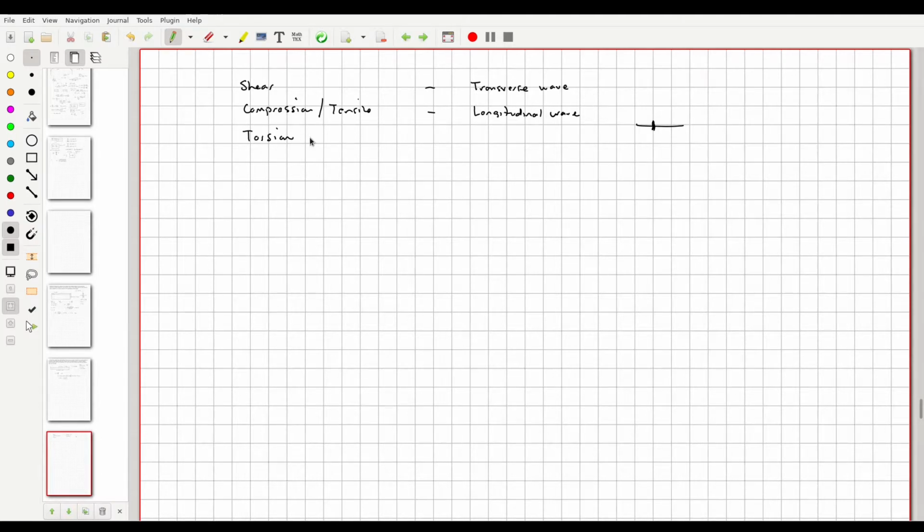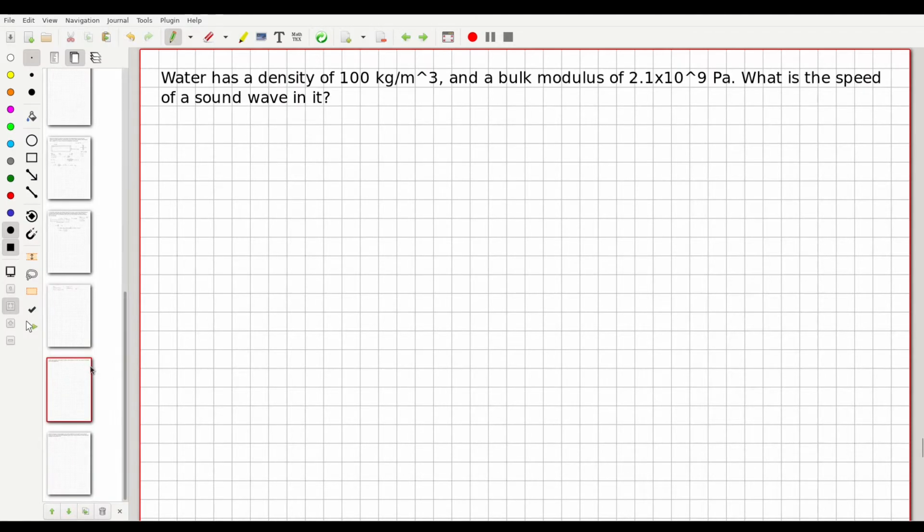And torsion, well, I mean, that's a torsional wave. Okay? So let's not forget longitudinal waves are sound waves. And that said, what I'd like to do as a first example is to look at water.